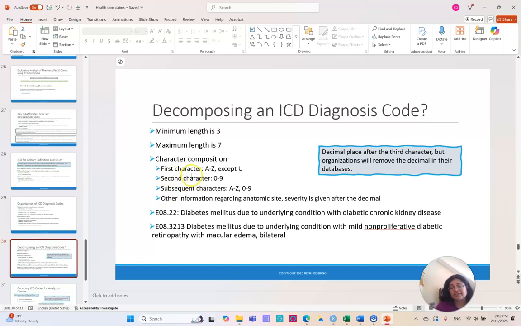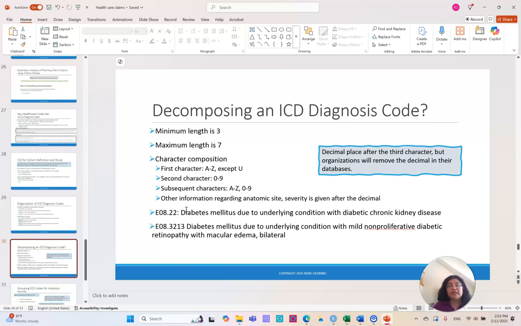The first character is always A through Z, except U. The second character is 0 to 9. And the subsequent characters are either A to Z or 0 to 9. The characters after the decimal place give you information regarding the anatomic site, which part of the body it is coming from, what the severity is, or underlying conditions that the disease is coming from.